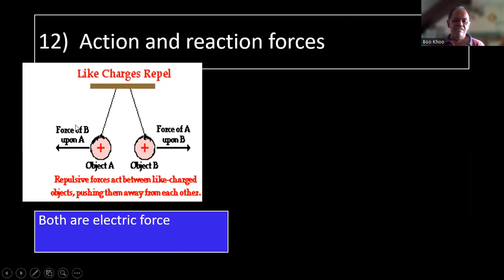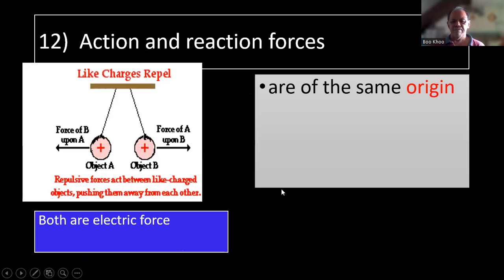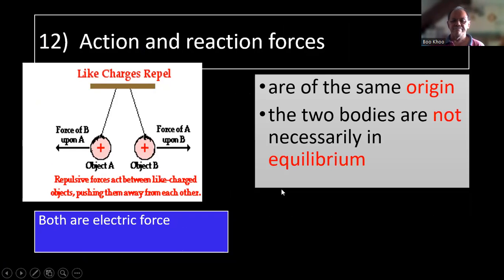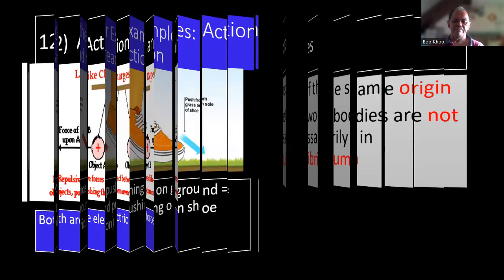In this case, both are the same nature. That means both are electric force. Same origin. Two bodies are not necessarily in equilibrium. In this case, there's a resultant force. When they are close together, they will repel. They repel to a certain distance, then they will stop, because the tension will be the one stopping it. Remember, it's not equilibrium. There's a resultant force. Not necessarily to be in equilibrium.